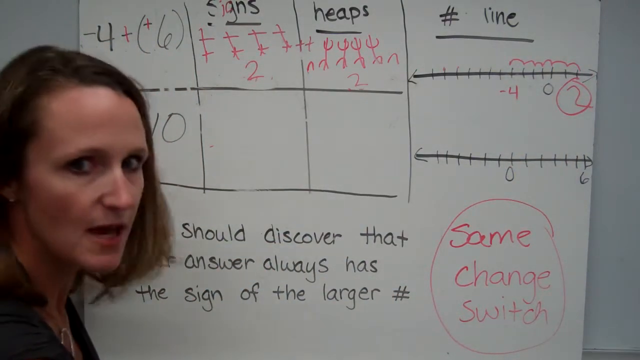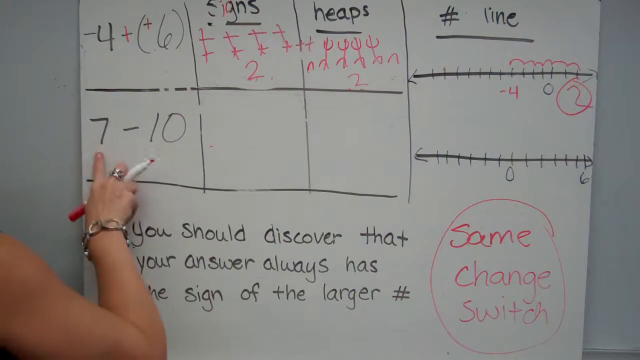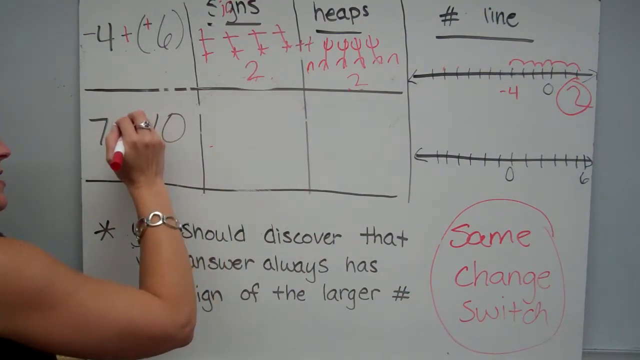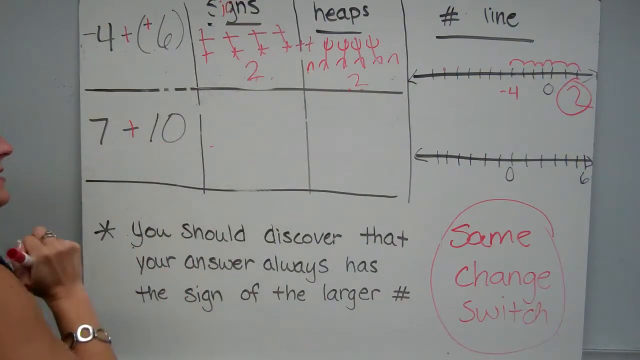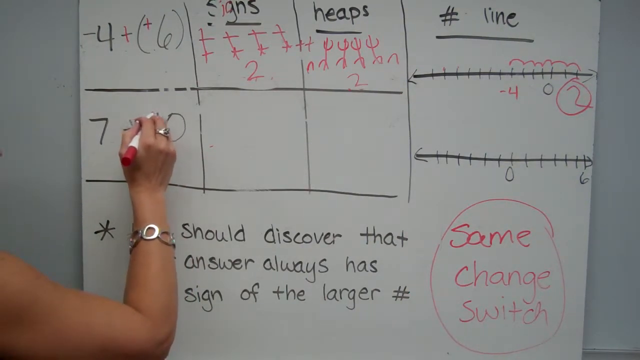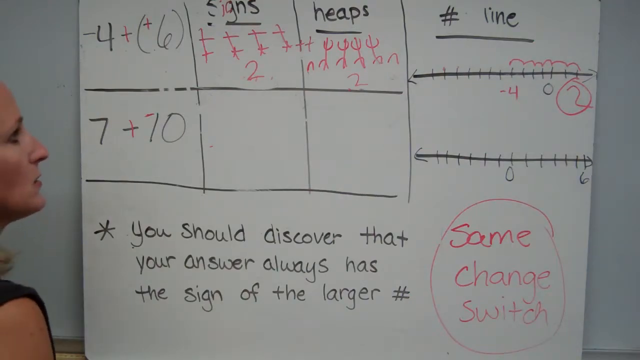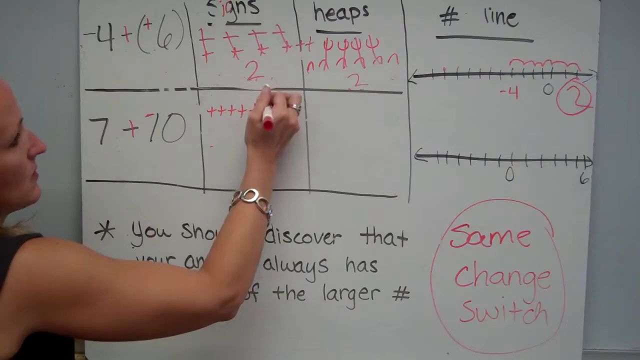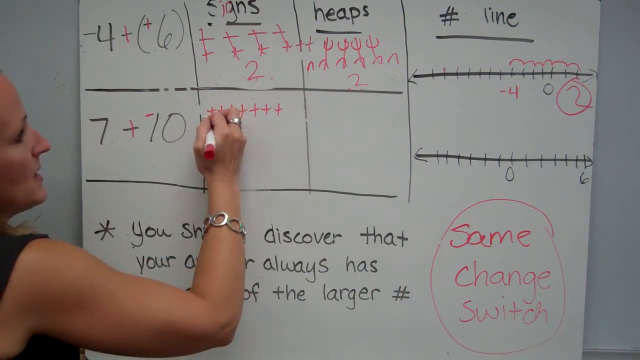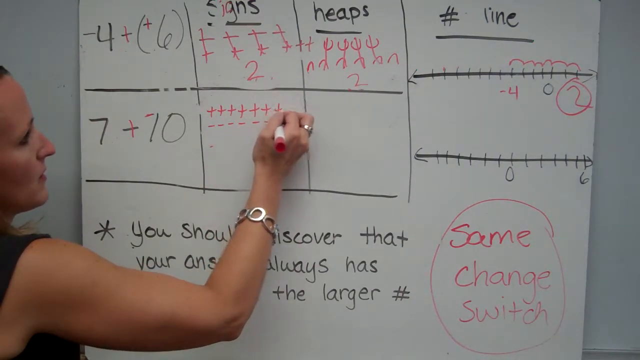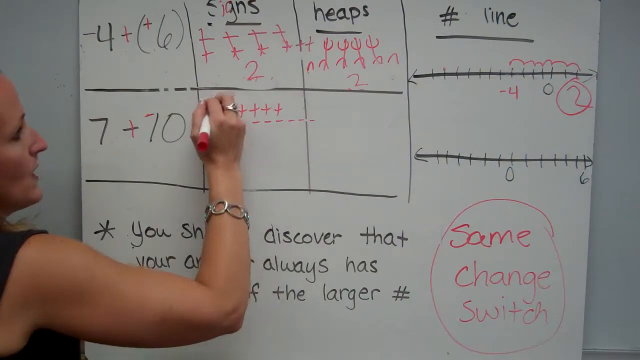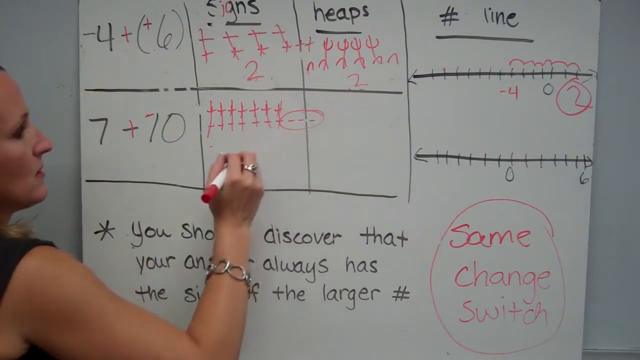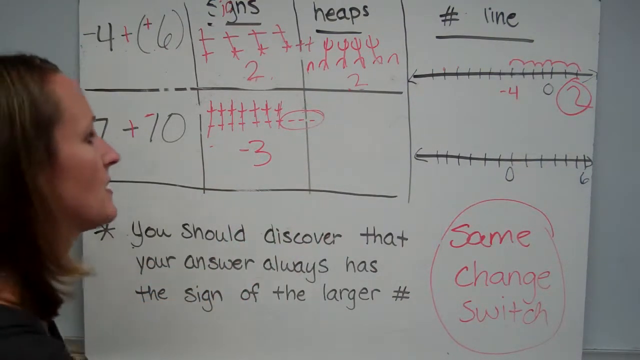Let's set this one up together and then you can go on your own. Positive 7, keep it the same. Change my minus to a plus. Change my positive 10 to a negative. Now I'm ready to go. So I'm going to have 7 positive signs, 10 negatives. When I cancel, I'm left with negative 3.